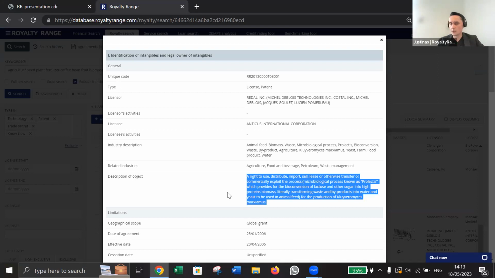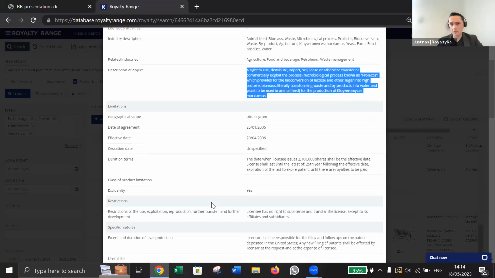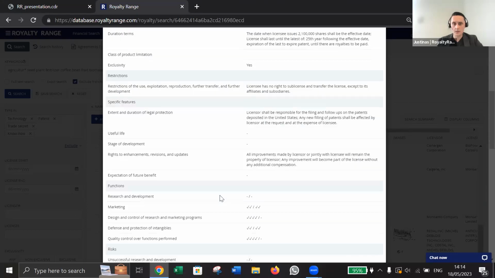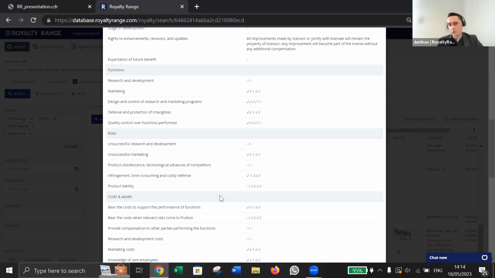This is one of the main sections when performing the qualitative screening. The main reason is that here we find a 1 or 2 sentence summary, which highlights industry, products, IP involved, and rights granted. Later on, dates, territorial limitations, exclusivity, extent and duration of legal protection, DEMPI functional risk, cost, and asset analysis, where we showcase whether licensor or licensee is responsible for functions like marketing, quality control over functions performed, who is taking risks, who is bearing costs as well, and investing necessary assets.